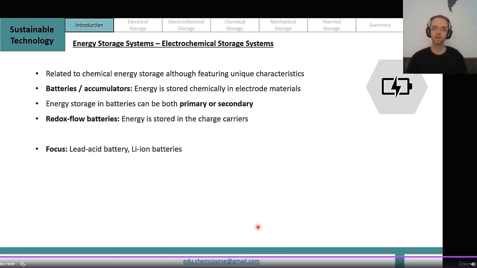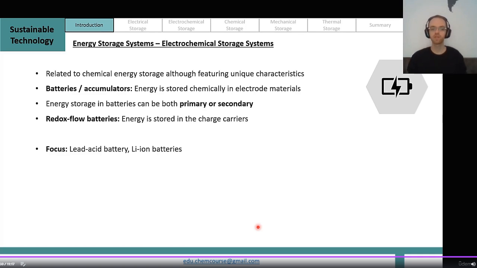In the electrochemical energy storage systems, they are kind of related to chemical energy storage, although they have clearly different characteristics. So here we have the class of batteries and accumulators where energy is basically also stored chemically in the electrode materials. These kind of storage systems are categorized into primary and secondary energy storage systems. So they can either be single-use batteries, as we've already heard, or secondary batteries, which would be rechargeable ones.